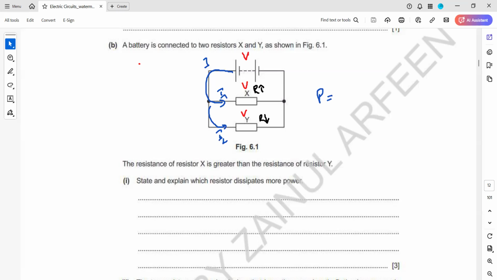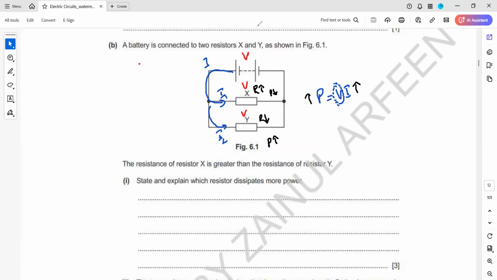Let's say I use the formula P is equal to VI, because here the voltage is constant, as they are connected in parallel. So for a constant voltage, what is the relation between the current and the power? Current and power are directly proportional. So the one having a larger current will have more power dissipated. So the power of Y will be more than the power of X.